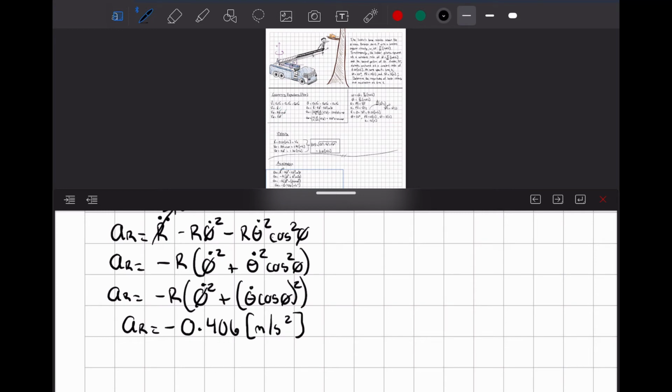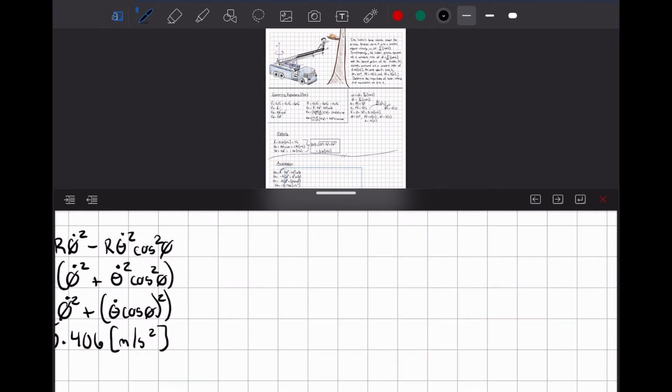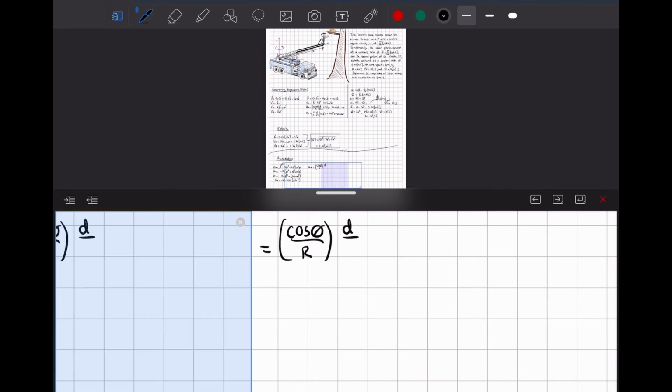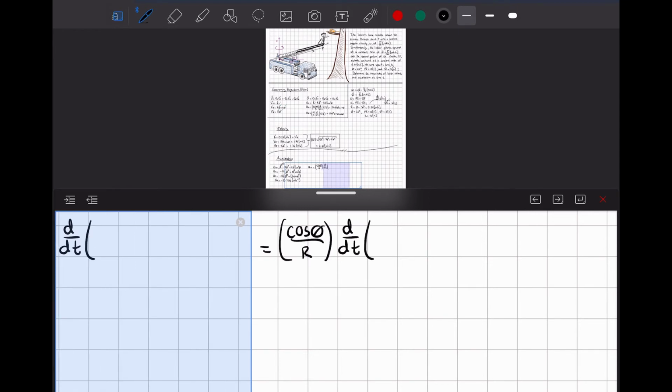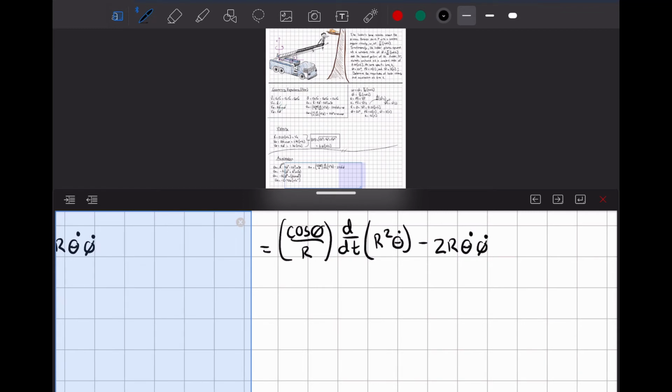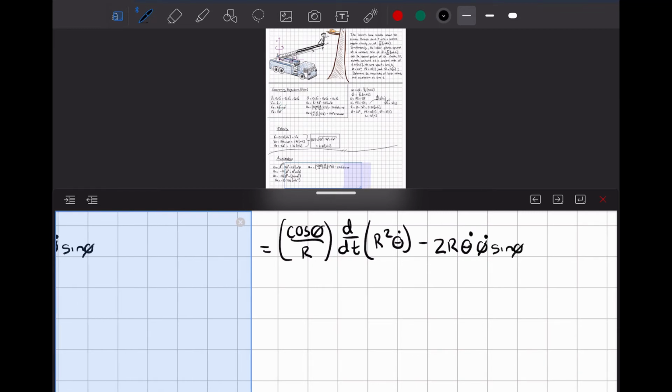Okay? There's one value done. Let's move on to a theta. And from before, we know that the equation for that is going to be cosine phi over r times d over dt of r squared theta dot minus 2r theta dot phi dot sine phi.